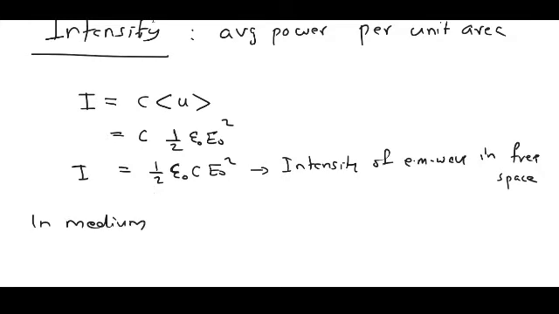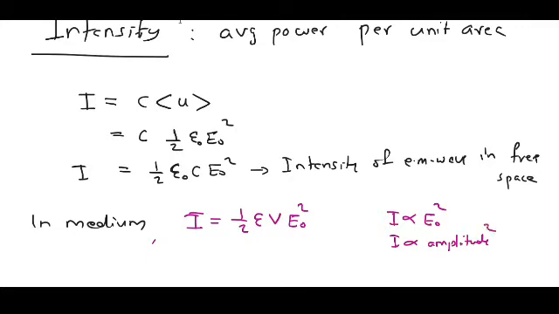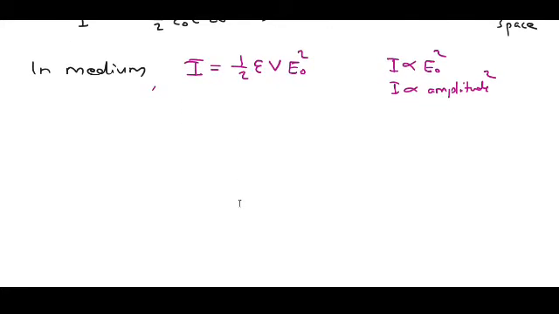In a medium, the intensity of the electromagnetic wave can be written as I is equal to, what are the changes? Instead of epsilon 0, we have to write epsilon. Instead of c, we have to write v, then E0 square. That is the intensity here. It is very clear that intensity is proportional to E0 square, that is, intensity is proportional to amplitude square. We are interested to calculate the ratio of the reflected intensity to the incident intensity.